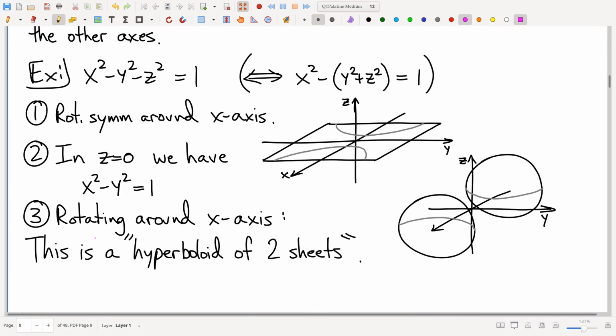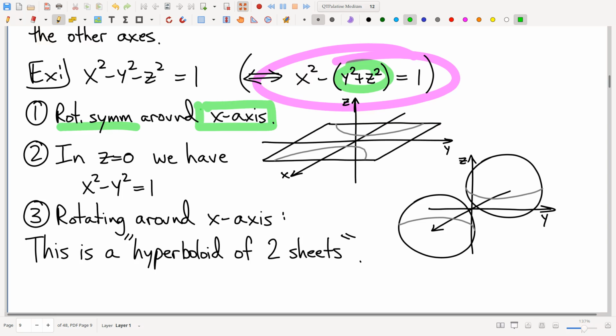Here's an example of that in use. Let's look at this equation. Are x and y only in the special form here? No. That minus sign is super annoying. It just messes the whole thing up. There's no way I can rewrite this so that x and y appear strictly only in the special form. But I can rewrite it like this, where y and z appear only in the special form. So this is rotationally symmetric around the x-axis. It's not rotationally symmetric around the z-axis. It is around the x-axis.